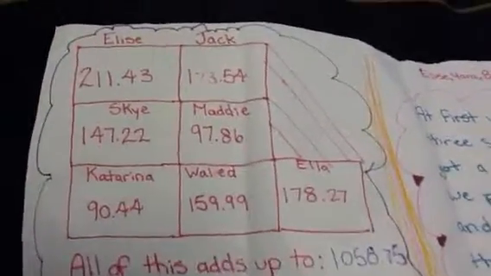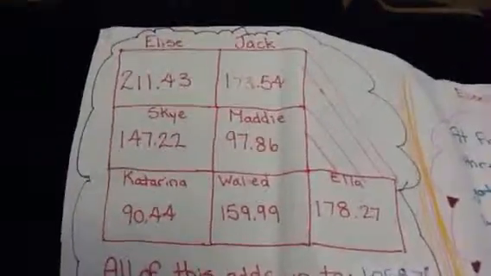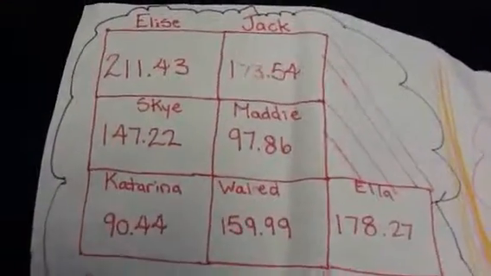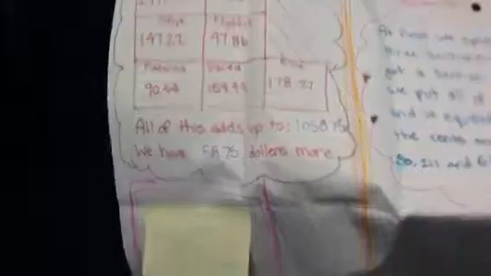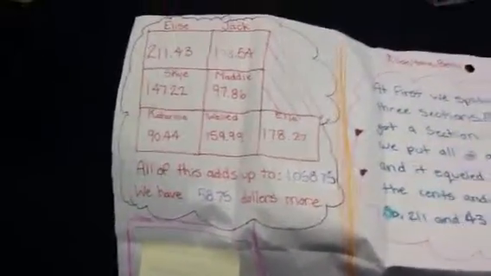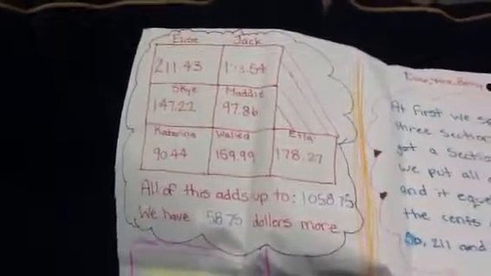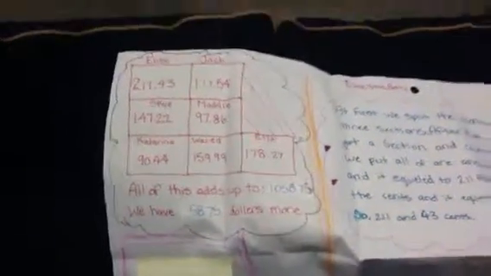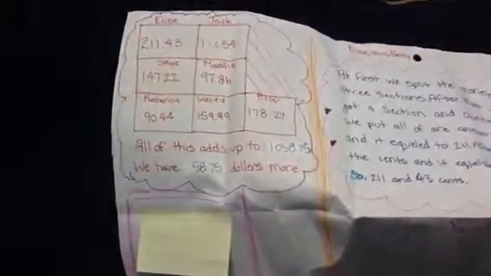We had to put all of the classes' group answers together, all of them together. All of these adds up to $158.75. We have $58.75 more than $1,000. Ta-da! This is what we did for our math.